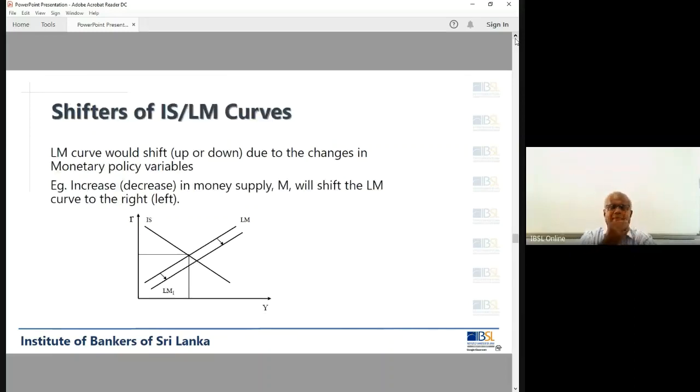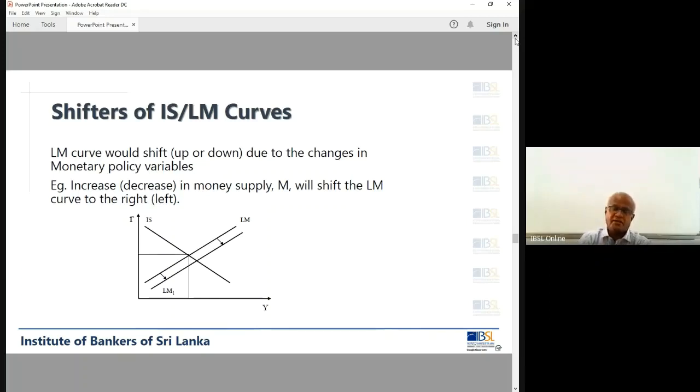The LM curve will shift up or down due to changes in monetary policy. An increase in money supply will shift the LM curve to the right. When the money supply increases, the LM shifts down, or to the right. Then when the money supply decreases, the LM shifts up, or to the left. An increase in money supply, M, will shift the LM curve to the right.